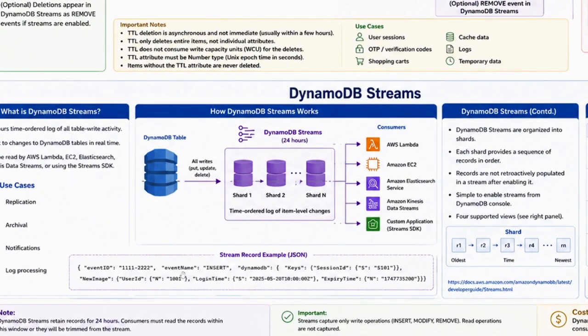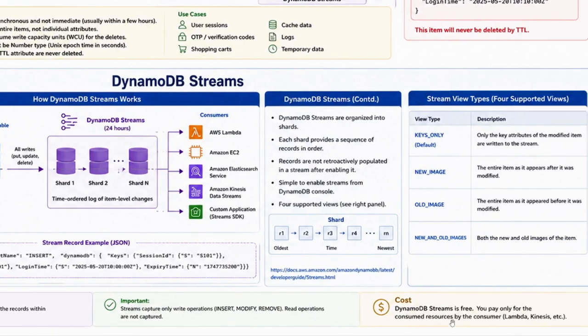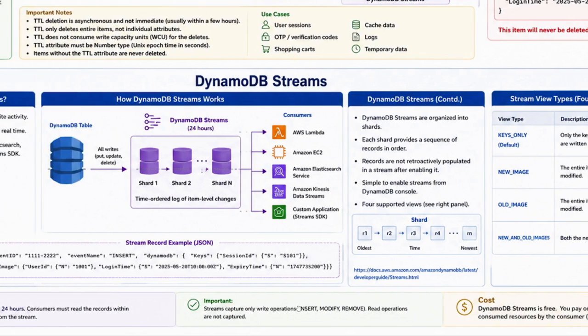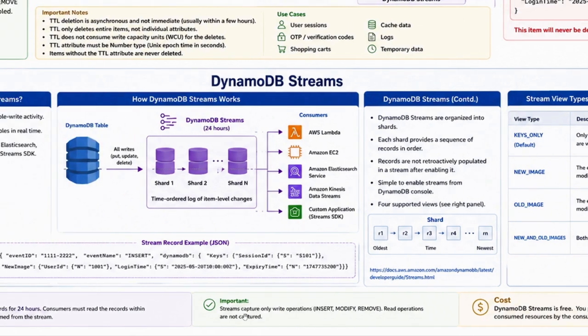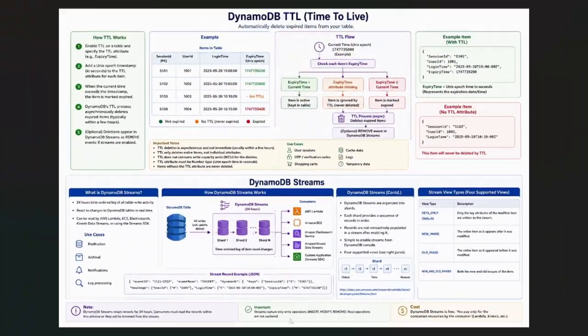There is the event ID, and there is one event name. If there was an insert, this is insert. And then in DynamoDB, it will mention the keys and then the new image. So in case of insert, there will always be a new image only, no old image. Then expiry time, etc. And cost wise, there is no cost. You pay only for the resources consumed by the consumer. And like I told, insert, modify, and remove are captured, not reads. So this was all about DynamoDB Streams.